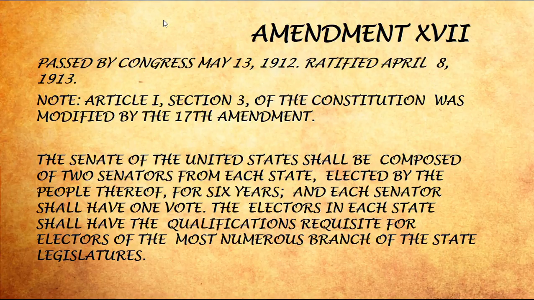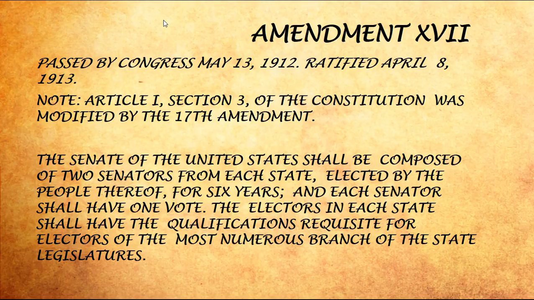Amendment 17, passed by Congress May 13, 1912, ratified April 8, 1913. Note, Article 1, Section 3 of the Constitution was modified by the 17th Amendment. The Senate of the United States shall be composed of 2 senators from each state, elected by the people thereof for 6 years, and each senator shall have 1 vote.